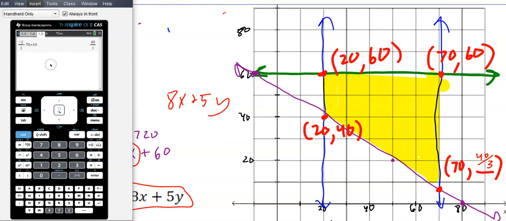So this would be 8 times 20 plus 5 times 60 for the first point. Okay, and so that would be 460 here. And then 8 times 70 plus 5 times 60 in the calculator is 860. That's a lot more.